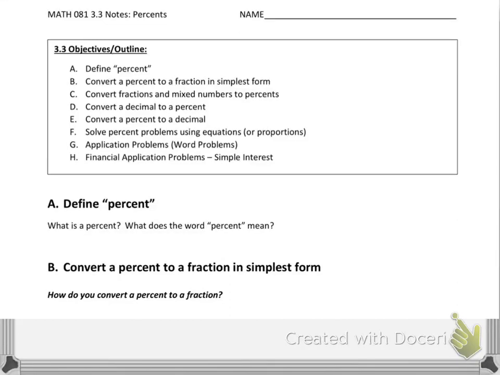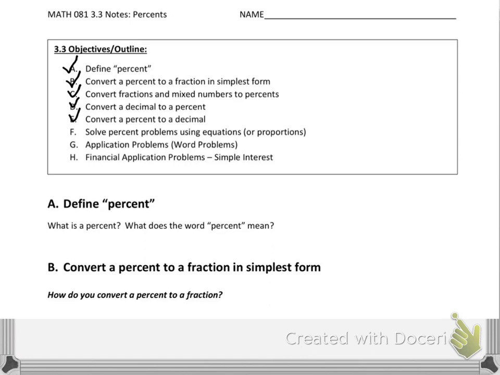This is a Math 081 video, Chapter 3, Section 3, and this section is all about percents. So, in this series of videos, we will be covering a whole lot of topics. The first thing is we will be defining what a percent is. We will learn to convert between percents and fractions and decimals. And we will also learn how to convert fractions and mixed numbers to percents.